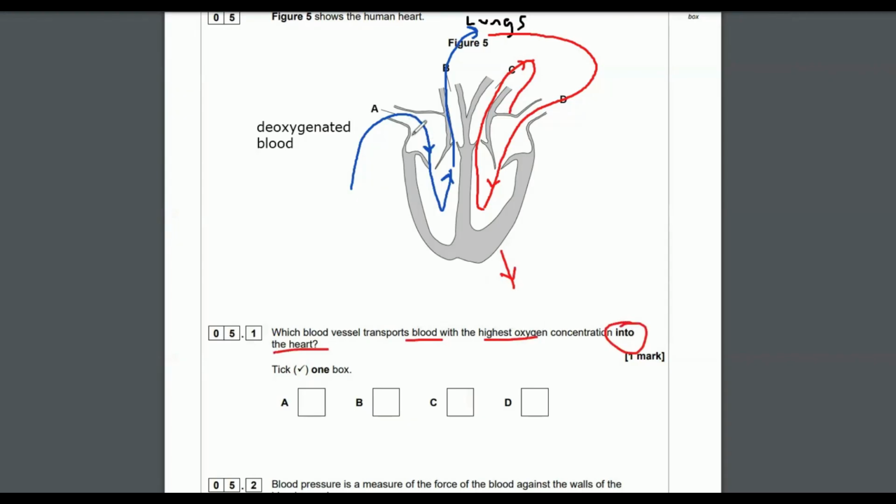So this question said, which blood vessel transports blood with the highest oxygen into the heart? There's only two things going into the heart. It's here at A and here at D. But the one with the highest oxygen will be D because it's just come back from the lungs and picked up a load of oxygen. So there we go.